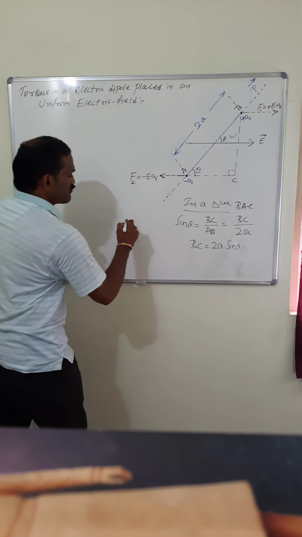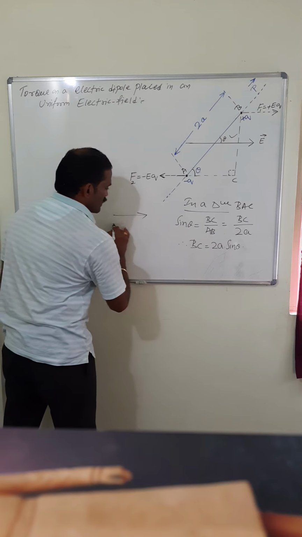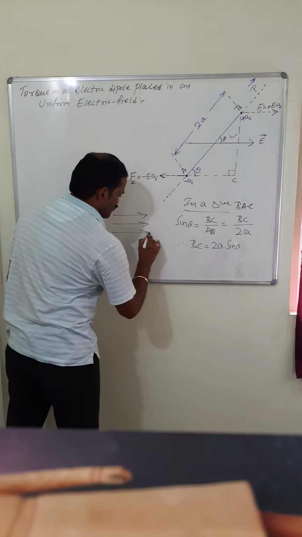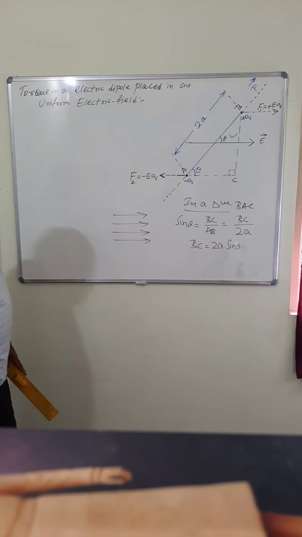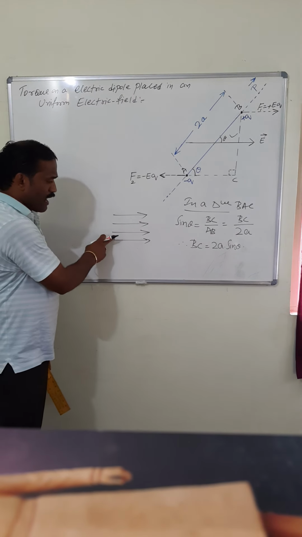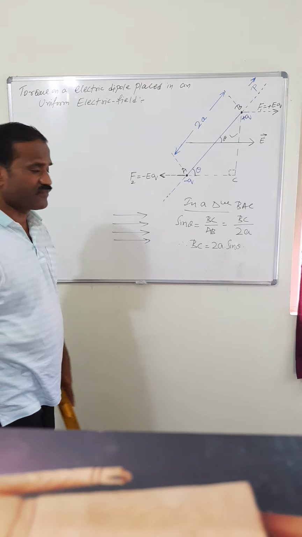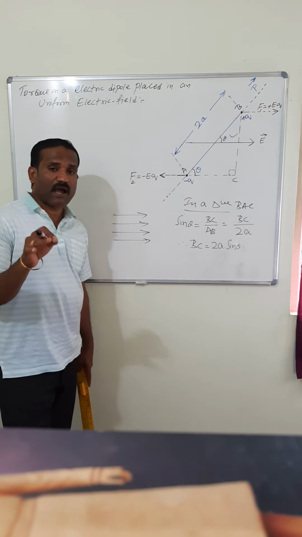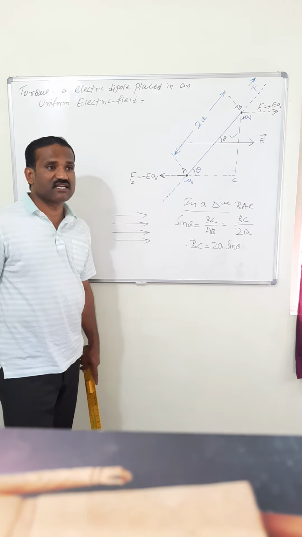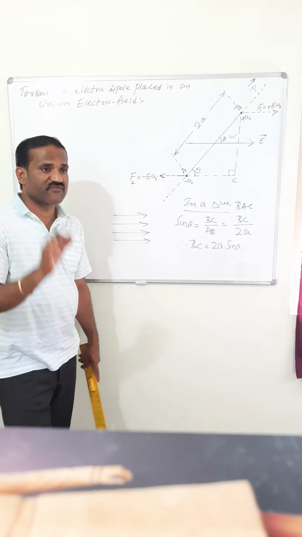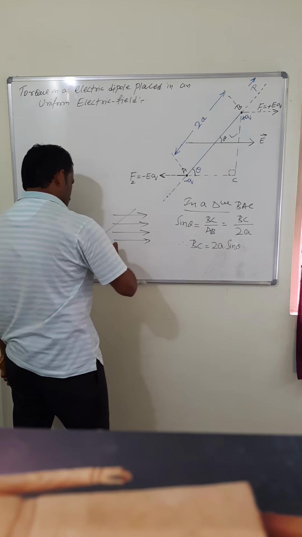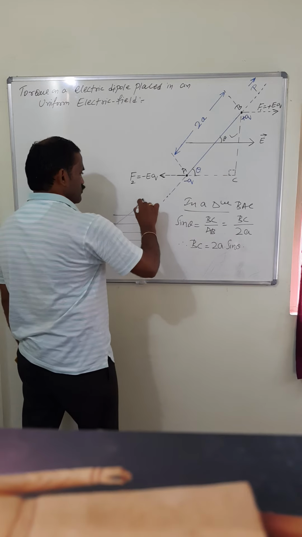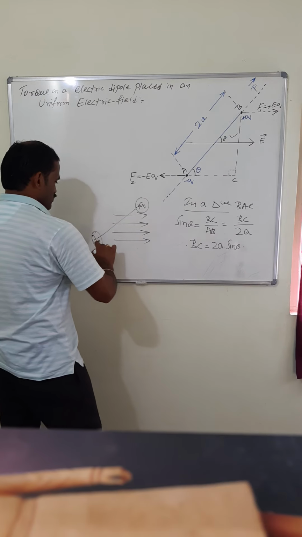What do you mean by a uniform electric field? This is how to represent a uniform electric field: close, parallel lines which are equidistant. Electric field lines that are close, parallel and equidistant from each other are what is called a uniform electric field. Whenever a dipole is placed in it, this is minus q and this is plus q.